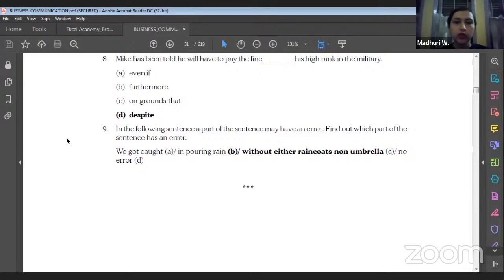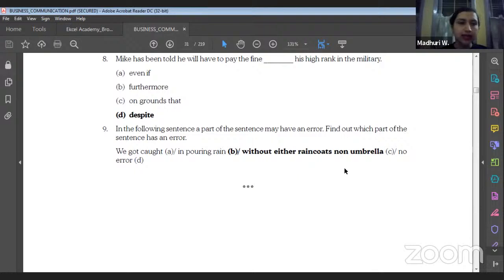In the ninth one, in the following sentence, a part of the sentence may have an error. Find out which part of the sentence had an error. Right? We got caught in the pouring rain without either raincoats nor an umbrella. No error. So is it the first one, second one, third, or the fourth? Which is the mistake? Can you say either nor, or is it neither nor or either or, right?